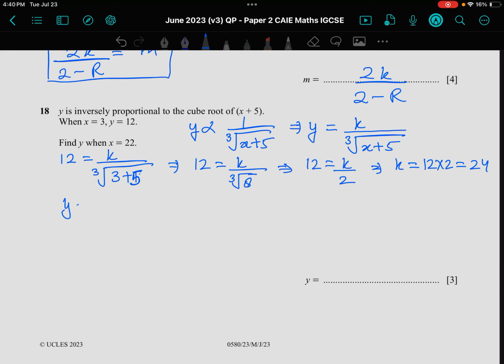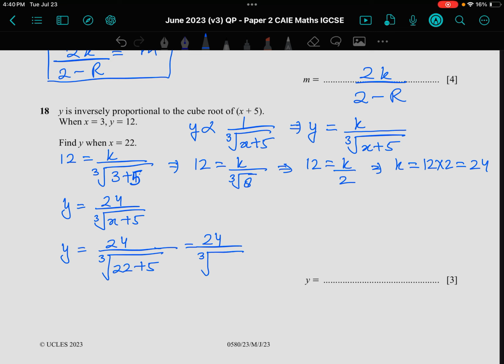So y is equal to 24 upon cube root of x plus 5, by putting the value of k in this equation. Now they are asking us to find y when x is equal to 22. So y is equal to 24 upon cube root of x plus 5, put the value of x, 22 plus 5. So it is 24 upon cube root of 22 plus 5, which is 27. Cube root of 27 is 3. So 3 eights are 24. Your answer is 8.